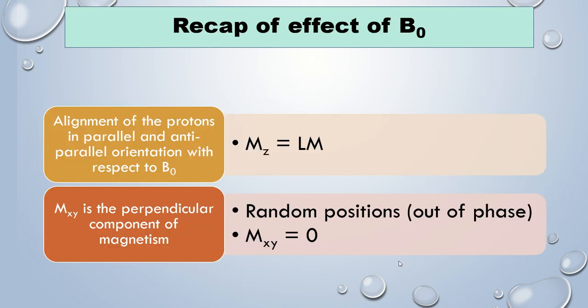So what is the recap? We can recap the effect of B0. When you put the patient in the external magnetic field in the bore, there's an alignment of the protons in parallel and anti-parallel orientation with respect to B0. And it turns out most of the protons line up in the parallel direction. So your magnetism, or NMV, in the z direction is all longitudinal magnetism. The MXY is the perpendicular component of magnetism, and it's going to be 0 because all these protons are out of phase. So they are at random positions.